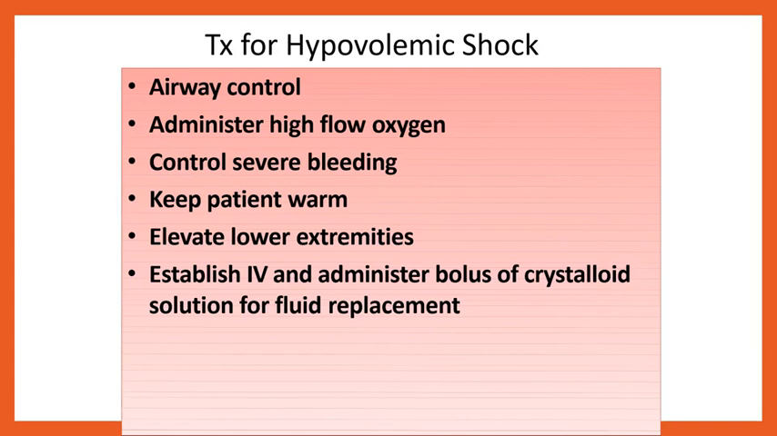And the treatment for hypovolemic shock is maintaining the airway. So that is nose, trachea and then the lungs. So this airway should be maintained, and administer high flow oxygen and control the severe bleeding, keep the patient warm, elevate the lower extremity to increase the venous return, and establish the intravenous cannula, that is IV route, and administer a bolus of crystalloid solution for fluid replacement. So IV fluids are the final treatment for hypovolemic shock.